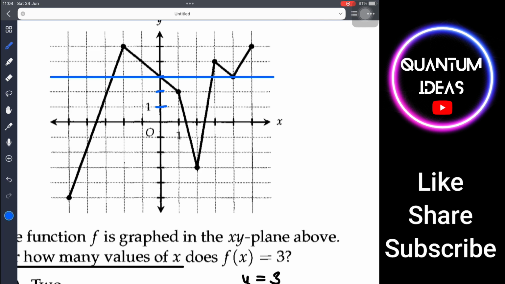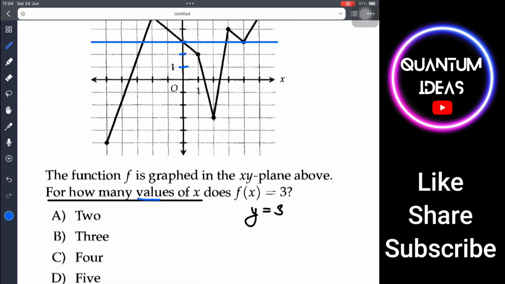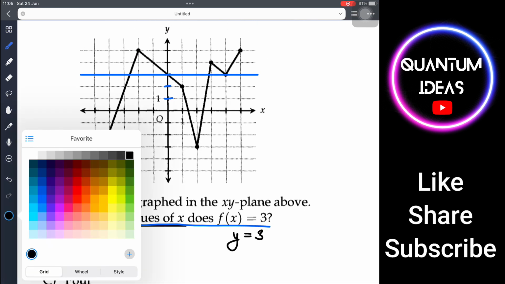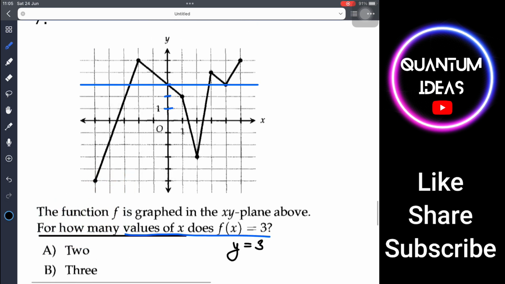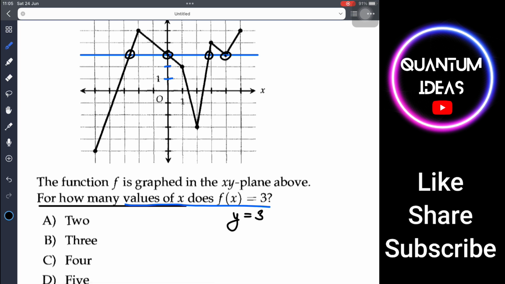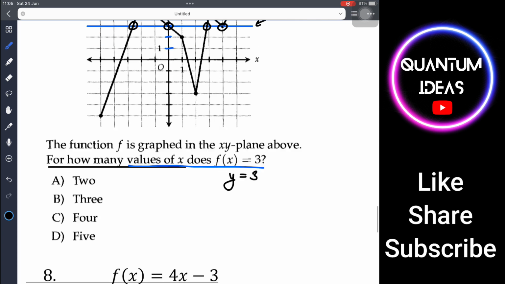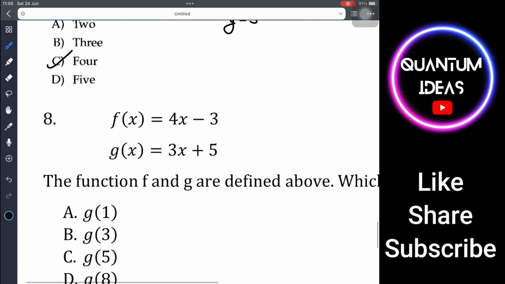Then to find how many values of x does f(x) equal 3, you have to find the points of intersection between y equals 3 and the given function. So this is the point where both are equal. This is another point of intersection, and this another point, and this another point. So we have 1, 2, 3, 4. So there are 4 values which are the solutions of this line and this function. So 4 is your answer. So let's move to number 8.